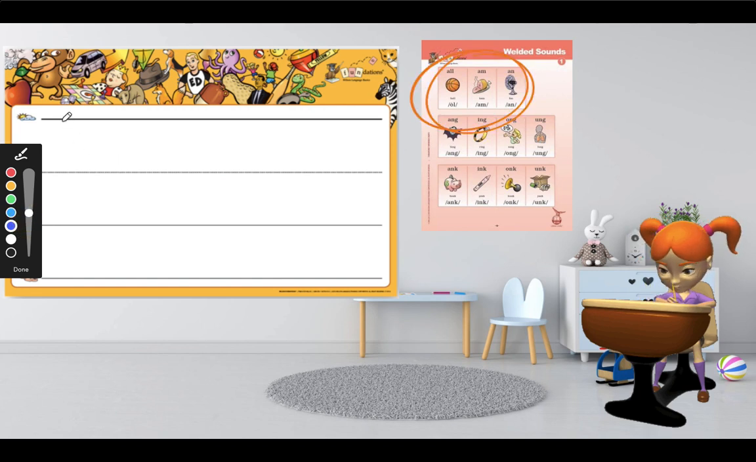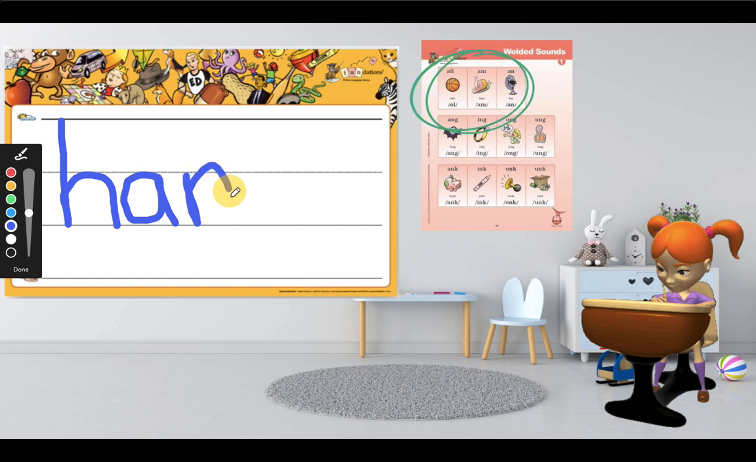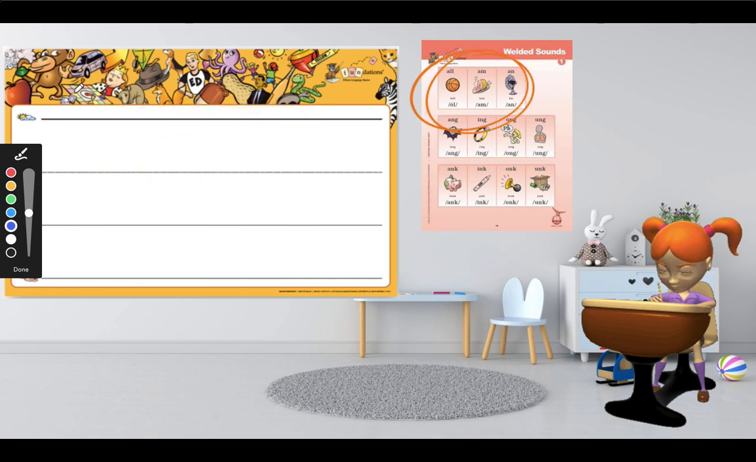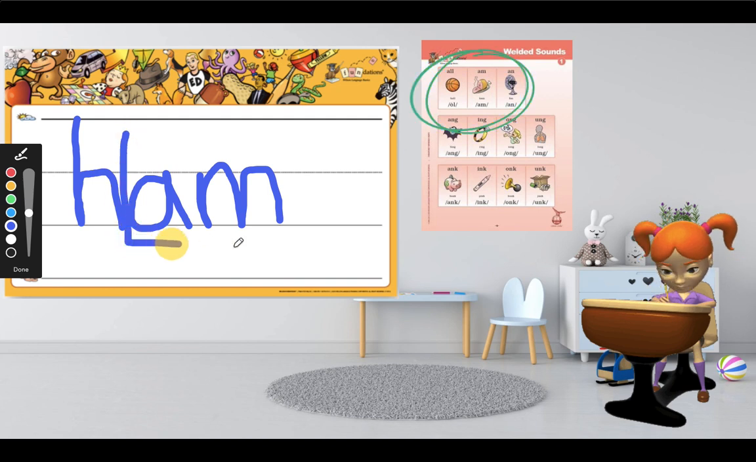Here's how I spelled the word ham. And then I hear am. What glued sound goes am? I know. A-M. The glued sound is am, so we are going to box that. Ham. H-A-M. Ham. And we box the am.